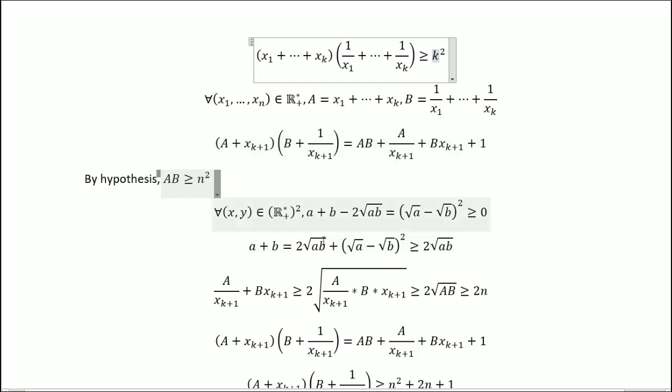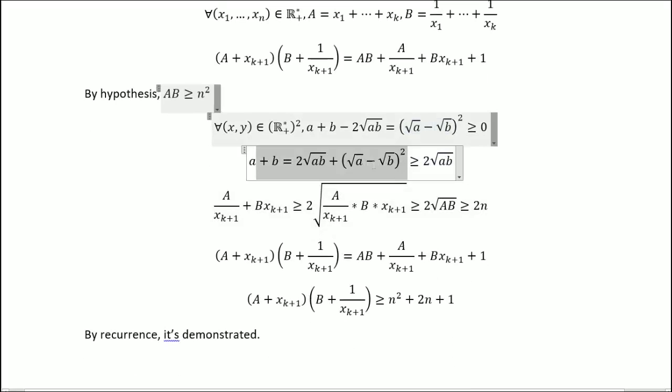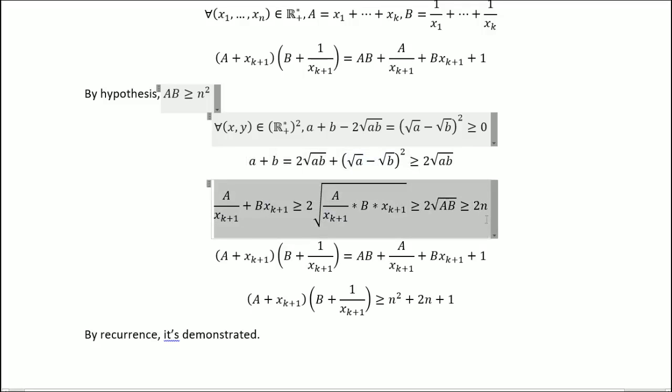So then we have this inequality. It comes from just developing this. Just develop it, you'll get it fairly easily. So you get this inequality, and then you replace. So A is a over x(k+1), B is equal to b times x(k+1), 2 is 2. And then you replace, you'll get this inequality here.